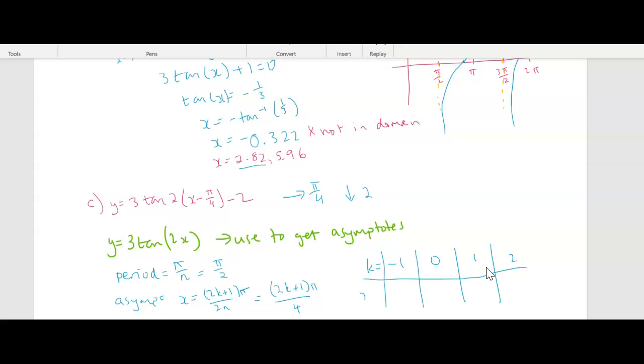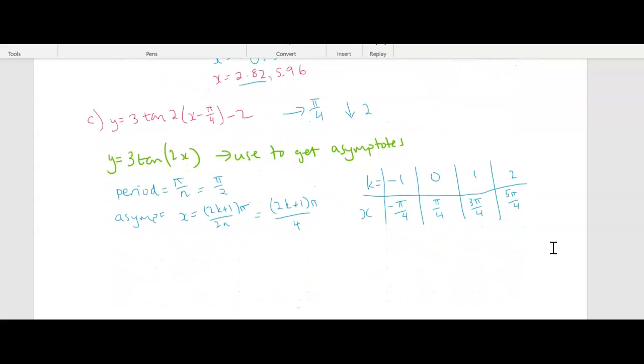All right, so substituting them into your asymptote formula. First of all, -1 times 2 is -2 plus 1 is -1, so negative pi on 4. Then the 0 is going to give us pi on 4. 1 is going to be 3 pi on 4. And then 2 is going to be 5 pi on 4.